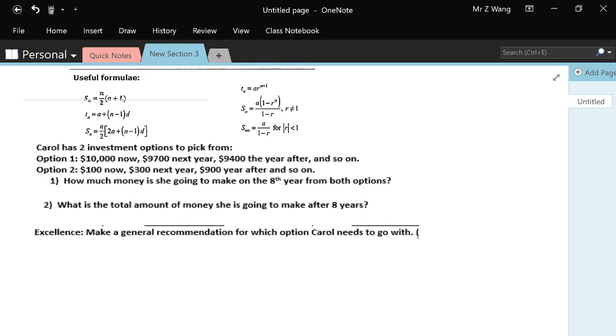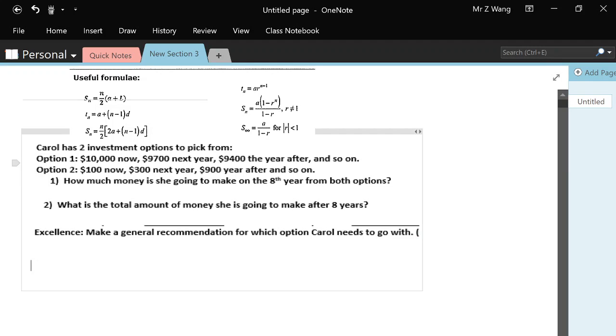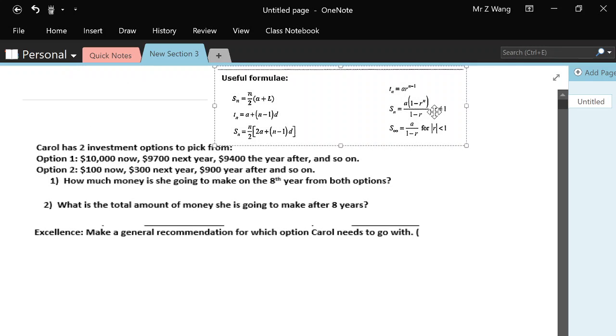Let's see this. On the top, you have these formulas. You just have to know how to use these formulas. Right? You'll be given these formulas in the assessment. Now let's say Carol, right? Option one: 10,000, 9,700, 9,400. What type of sequence is option one?